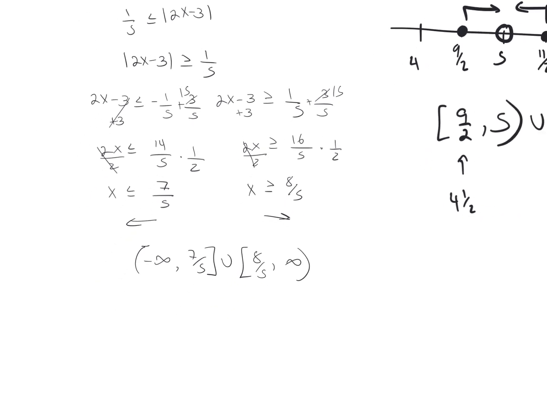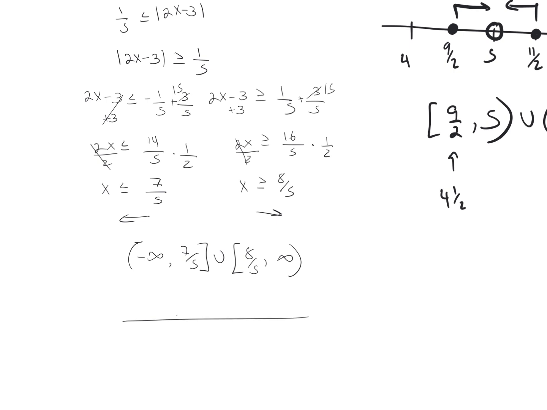If you wanted to graph it, you can just go ahead and do the number line and do 7/5, 8/5. We know this one's a closed circle and it's going to the right. This one's a closed circle and it's going to the left.